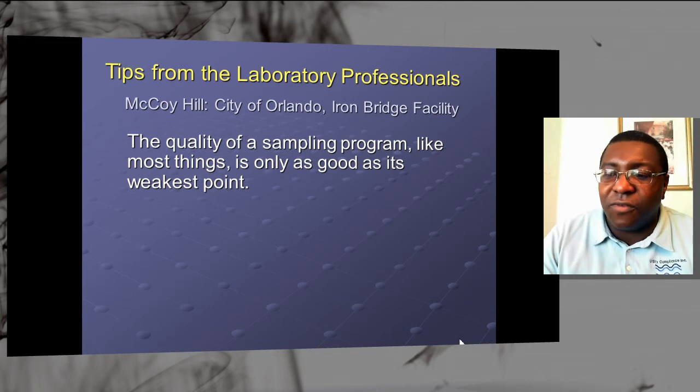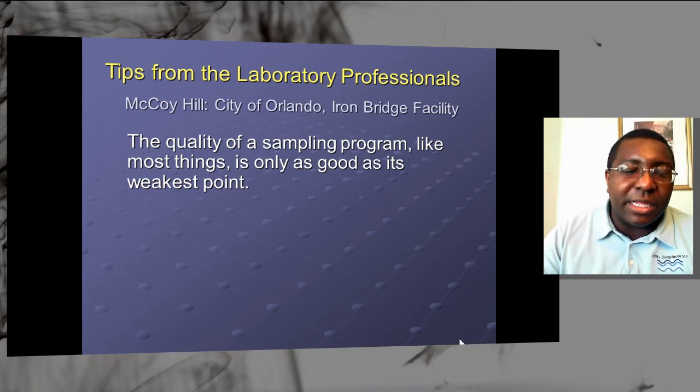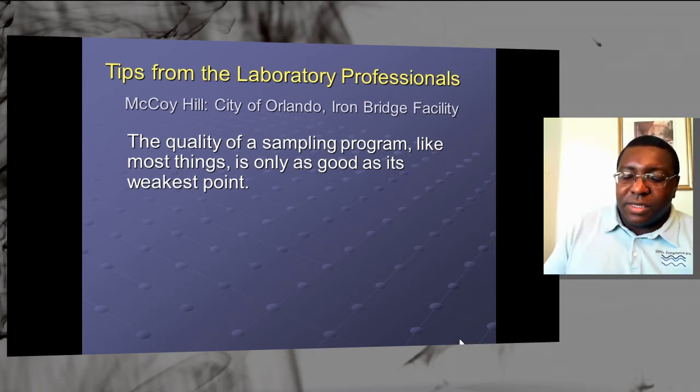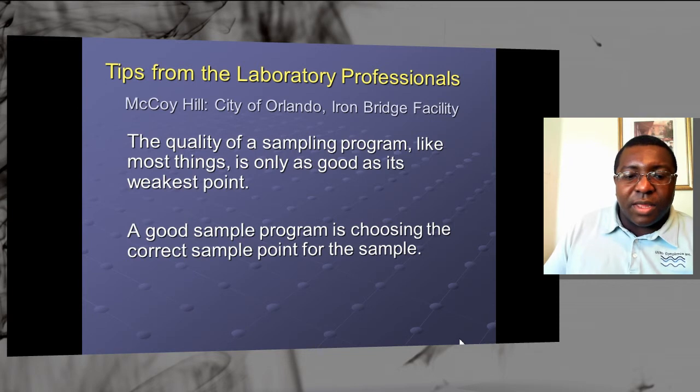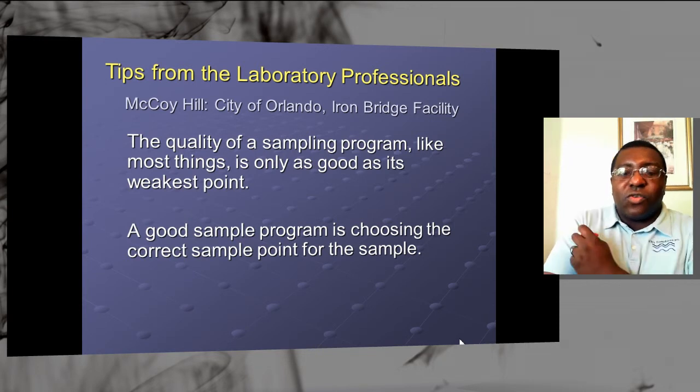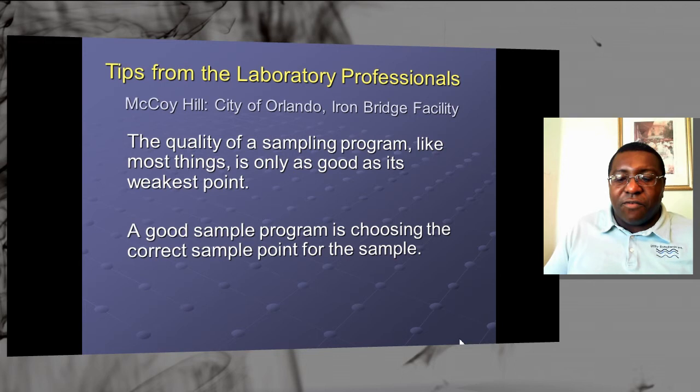So, meaning, if you don't have a good sampling plan, that's your weak point, and it's going to come back to haunt you. Or if you have a new employee that hasn't been trained very well, that's your weakest point. So that's what that statement is. A good sampling program is choosing the correct sample point for that sample. It's very important. You've got to choose exactly where it should be for the representative sample. If you're saying you want it at this location, then you're going to have to figure out what depth of sample you're going to take.